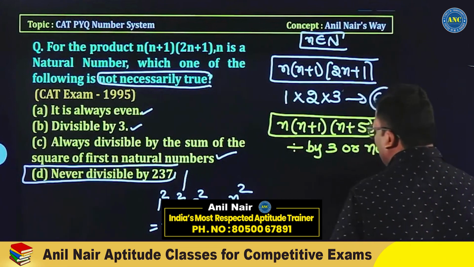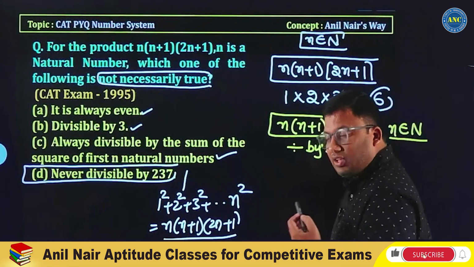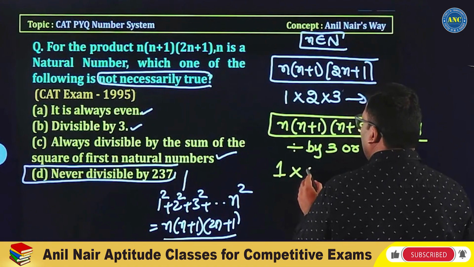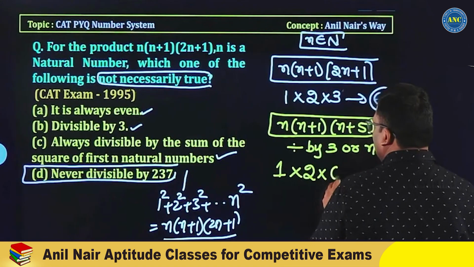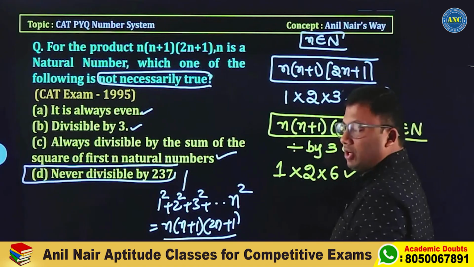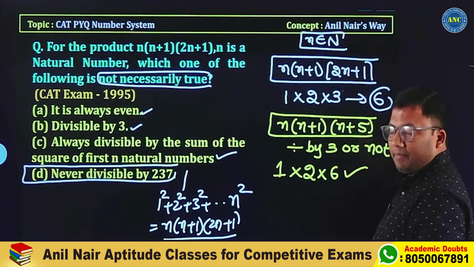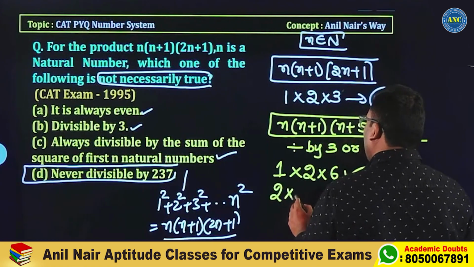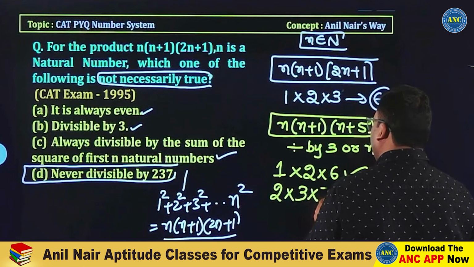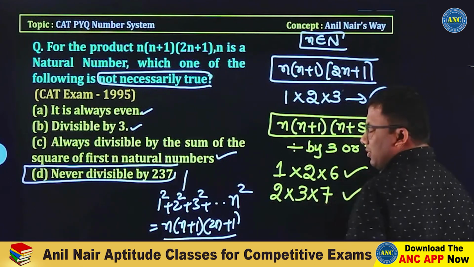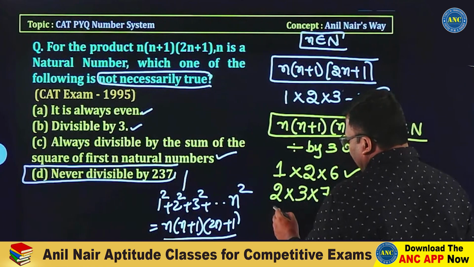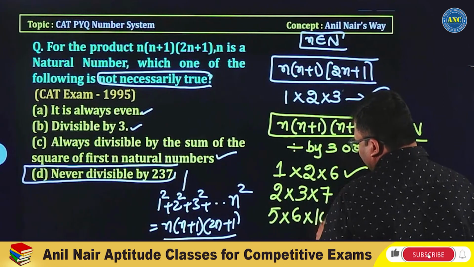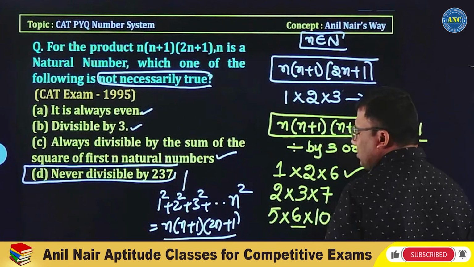N is a natural number. Substitute any natural number in place of n. Smallest natural number is 1. 1 into 2 into 1 plus 5, 6. 2 sixes are 12. 12 is divisible by 3. If n is 2, 2 into 2 plus 1, 3, 2 plus 5, 7. It is also divisible by 3. If n is 5, 5 into 5 plus 1 into 5 plus 5, 10. 6 is also divisible by 3.